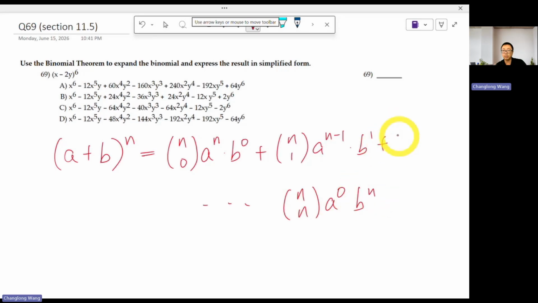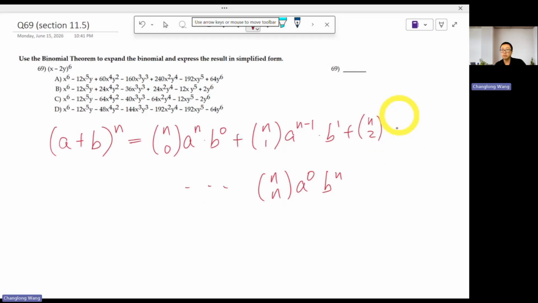Oh, you know what? Let me just add one more term. Then it will be a bit nicer when you see the pattern. So it'll be nC2, a to the n minus 2, b to the second power, right? So like I said, it should be n + 1 terms, starting from 0 all the way to n. And keep an eye on the powers of those two guys. They always have to add up to the total power n.